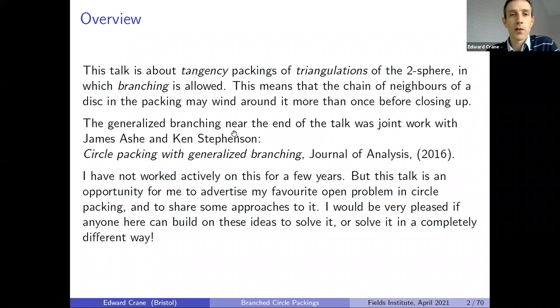And later in the talk, I'll talk about some work with Jim Ashe, who I think is here, and Ken Stephenson. It's about generalized branching, and you see how old this work is now. So the main reason I agreed to give a talk is that there's one open problem in this area, which I think everybody should know about. Ken told me about it in 2005 in Finland, and I've been hooked on it ever since. So if you can use any of these ideas to solve it, or solve it in a completely different way, then I would be very happy to see that.